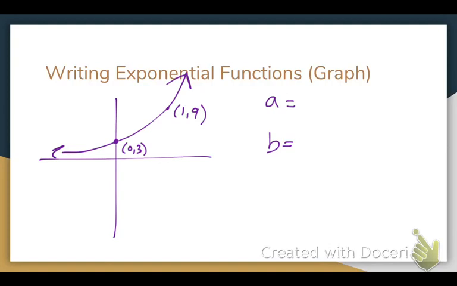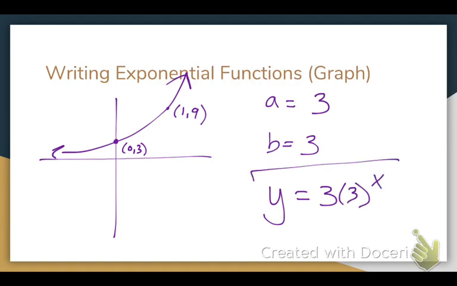All right, let's look at it together. So A is your initial term or your y-intercept. Everybody shout it out to me. What's the y-intercept in this problem? 3. This is the y-intercept right here. It's where it crosses the y-axis. So A is equal to 3. Now, when we go over 1 unit, we go up to 9. So to get from 3 to 9, what am I doing? Multiplying by 3. So my common ratio is 3. So when I write this equation, it's A times B to the power of x. That's 3 times 3 to the power of x.